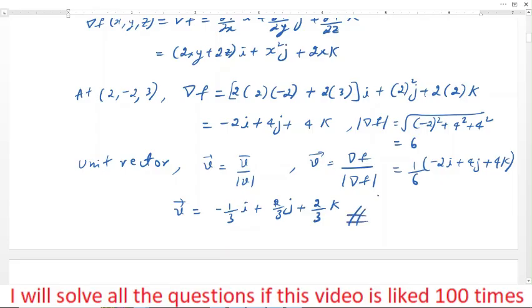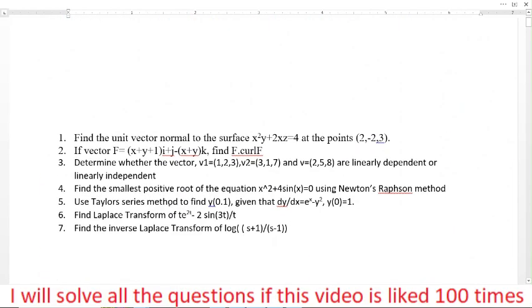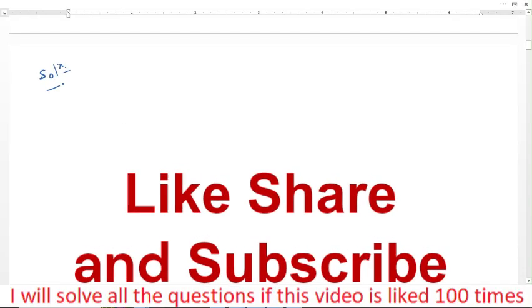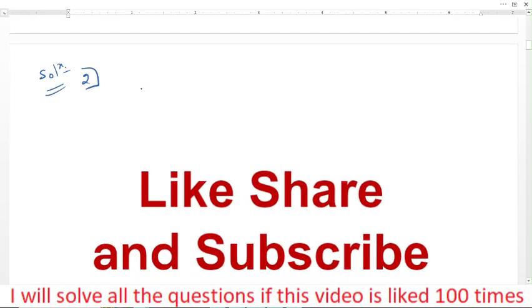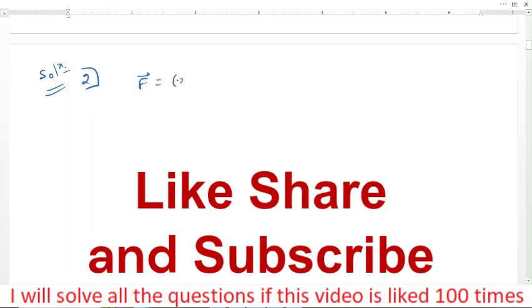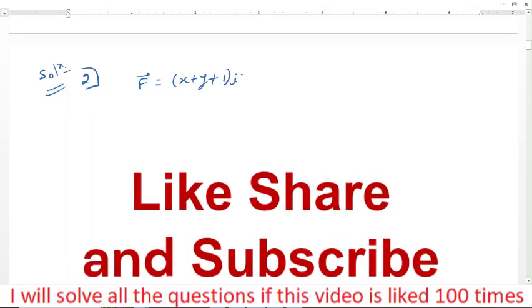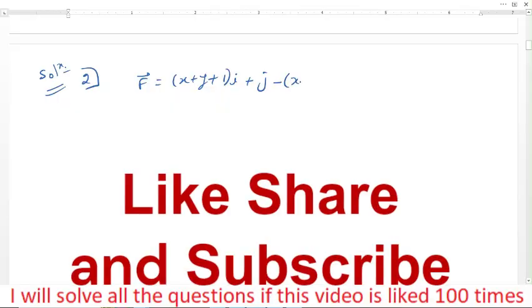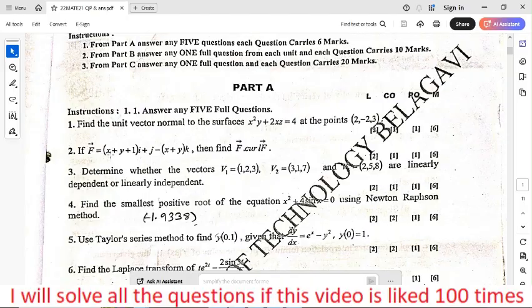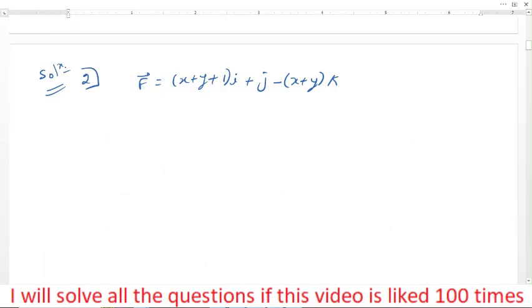So quickly, like this, we'll simplify the next example, students. Next example: if the vector f is given, we have to find f dot curl f. Without wasting time, we'll write the second example. Solution 2. First, we take the f bar function. F bar is (x plus y plus 1) i plus j minus (x plus y) k. This is the function given in the question paper. Then we have to find f bar dot curl f bar. This is the scalar quantity we get.